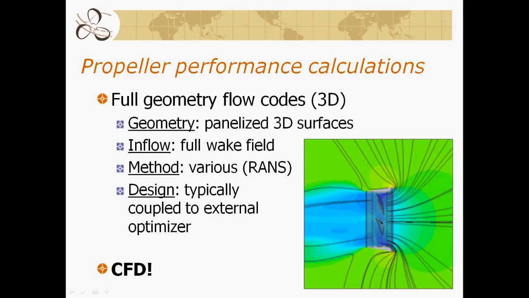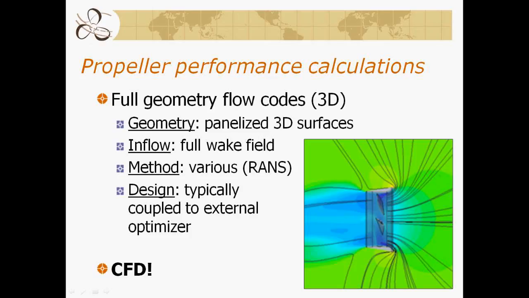Just for perspective, at the highest end, we have full geometry flow codes. These are described by panelized 3D surfaces. The image that you see here is a graphic extracted from a CFD calculation of a ducted propeller. It's a Kaplan propeller through a 19A nozzle. You can see flow lines, but each of the components, the nozzle, the propeller, the hub, even shafting upstream, needs to be modeled by panelized 3D surfaces. The inflow, of course, is the full wake field. Whatever is in front of the propeller will be modeled as it goes through the propeller.